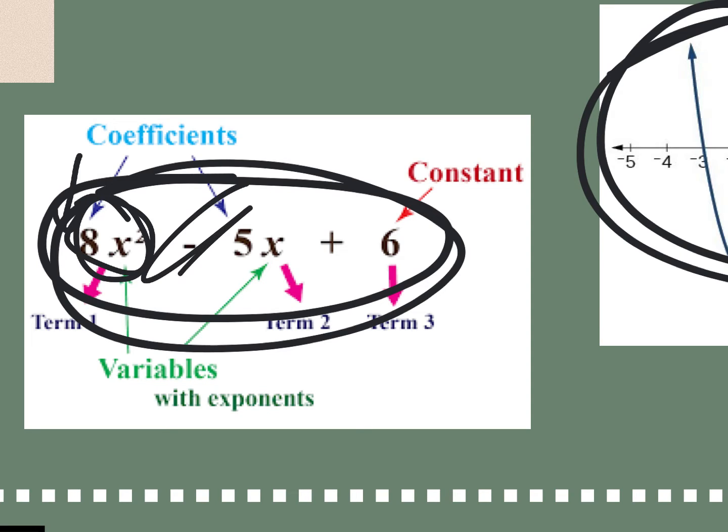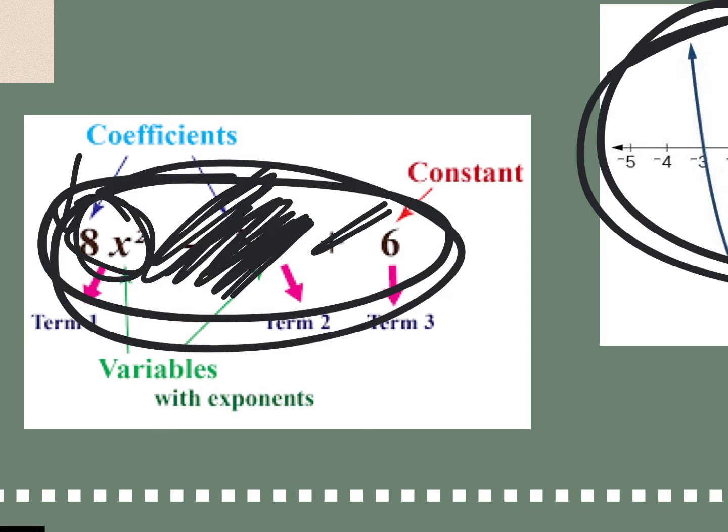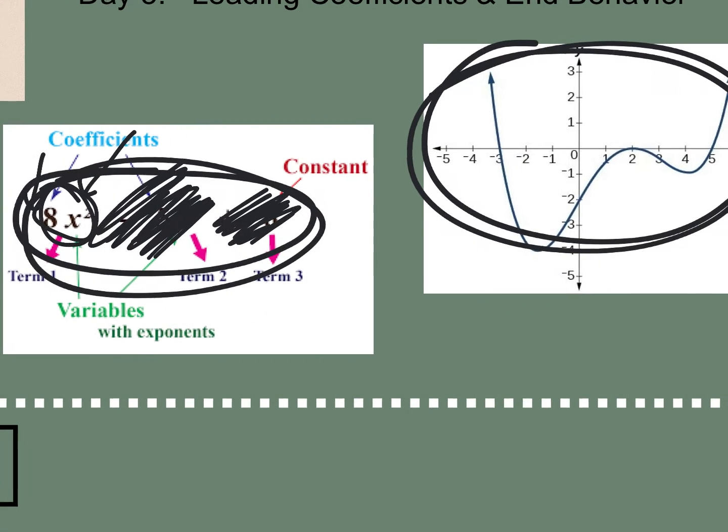I don't even need to see this middle term to know what's going to happen on my polynomial. I just need the front one. I don't even need to see the last one. If you just tell me this lead term, I can tell you that it'll be going up on the right, and I'll know that it's also up on the left. And I'll know how many turns it's got in it.